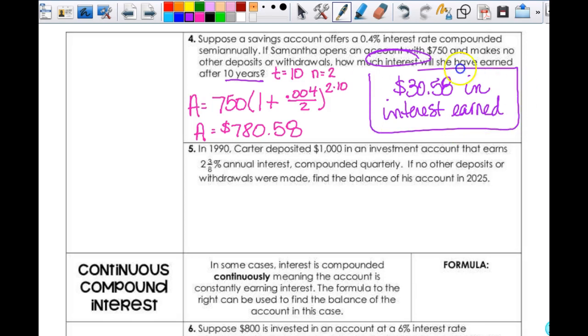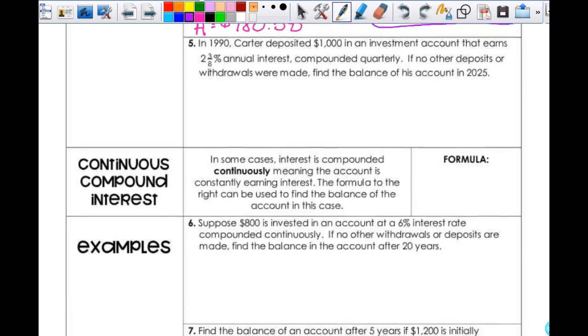Read the questions. Okay. All right, we good? If we didn't get the 780 to begin with, we understand why now, right? We're all good on that? Okay, good deal. All right, so on 5, we deposit this money and it earns 2 3/8% annual interest.